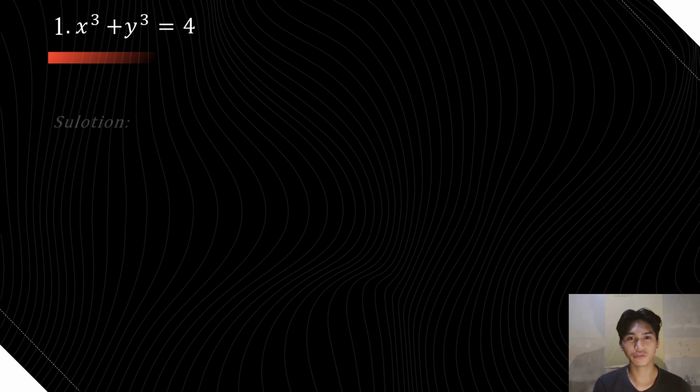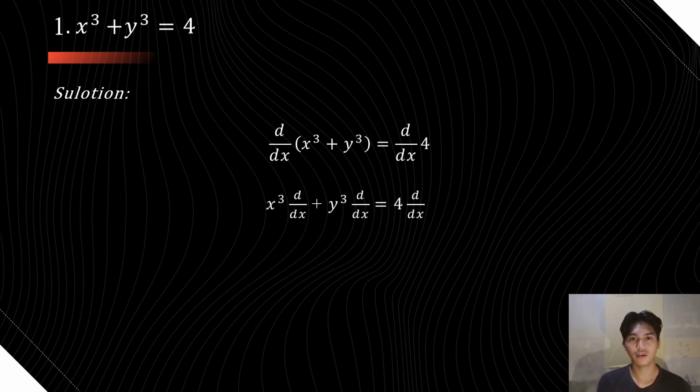In our solution, we multiply both sides by d over dx, and it can be written as d over dx times x cubed plus y cubed is equal to d over dx of 4. And it can also be written as d over dx of x cubed plus d over dx of y cubed is equal to d over dx of 4.